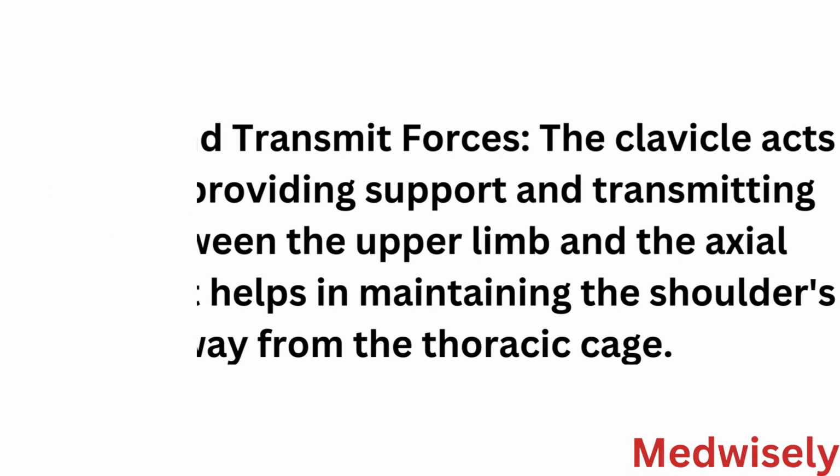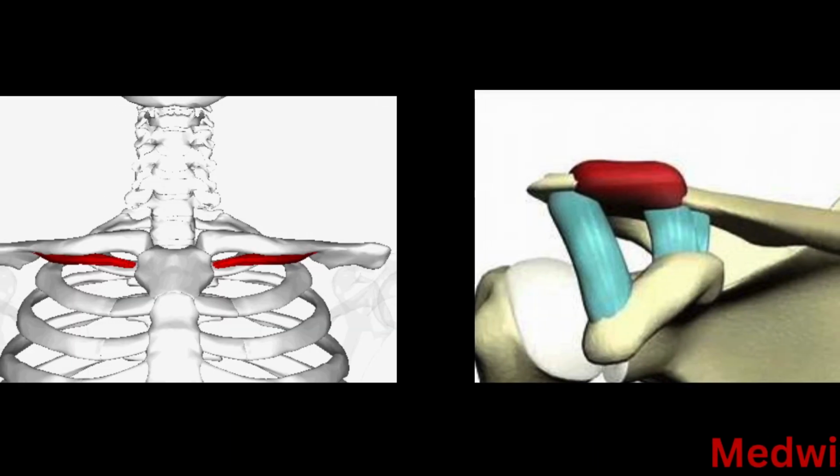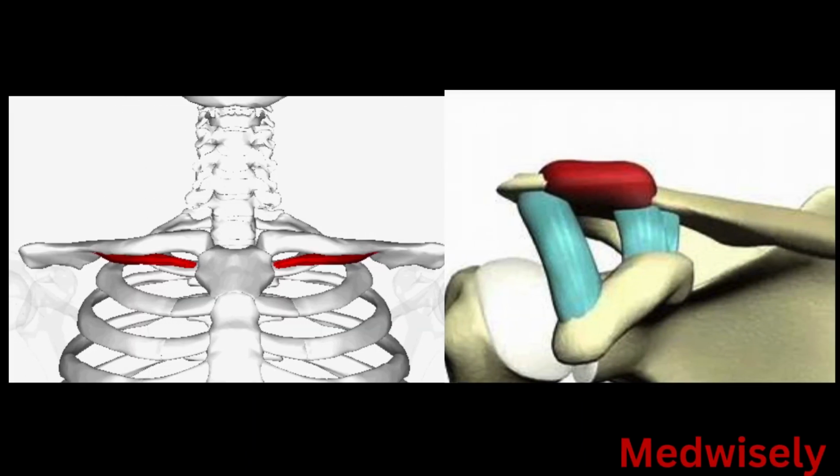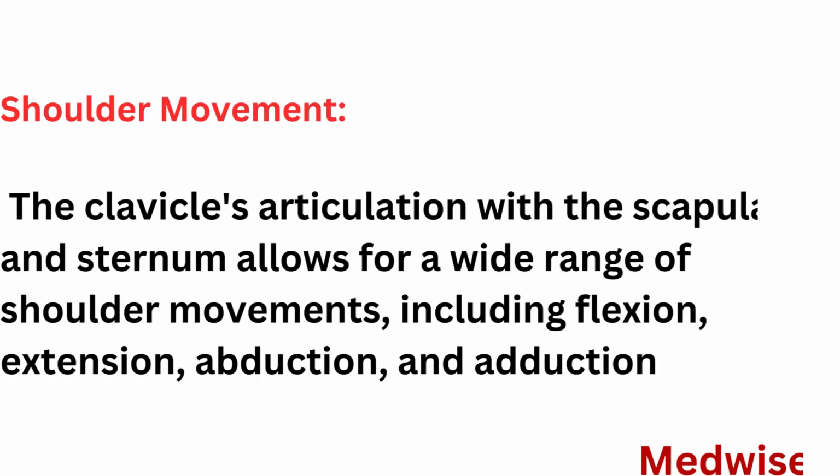It helps in maintaining the shoulder's position away from the thoracic cage. Shoulder movement. The clavicle's articulation with the scapula and sternum allows for a wide range of shoulder movements, including flexion, extension, abduction, and adduction.